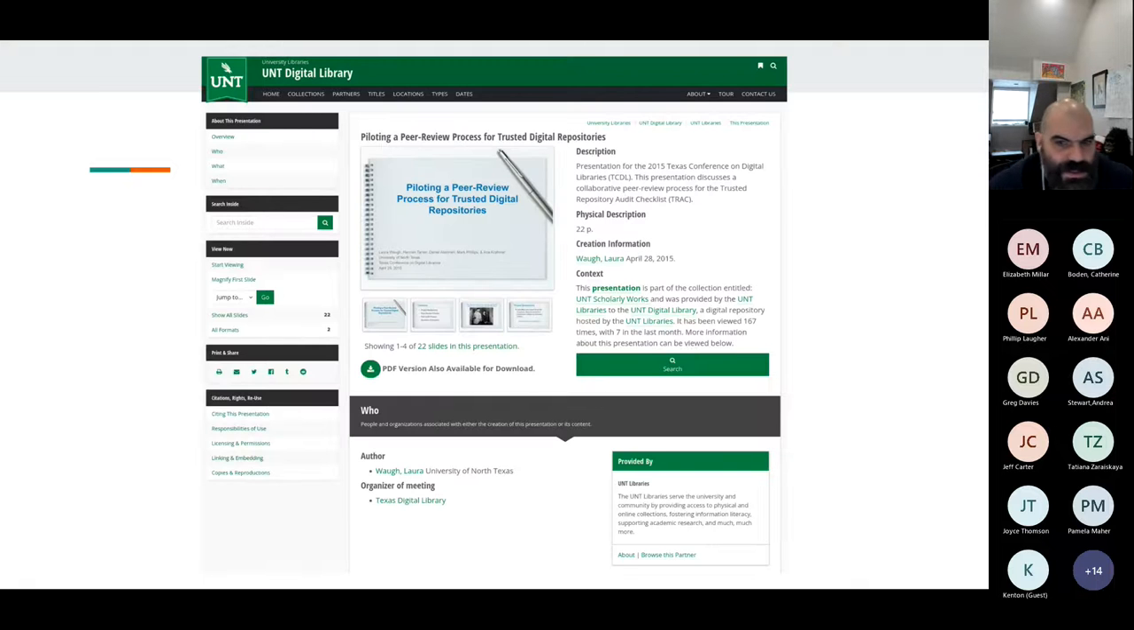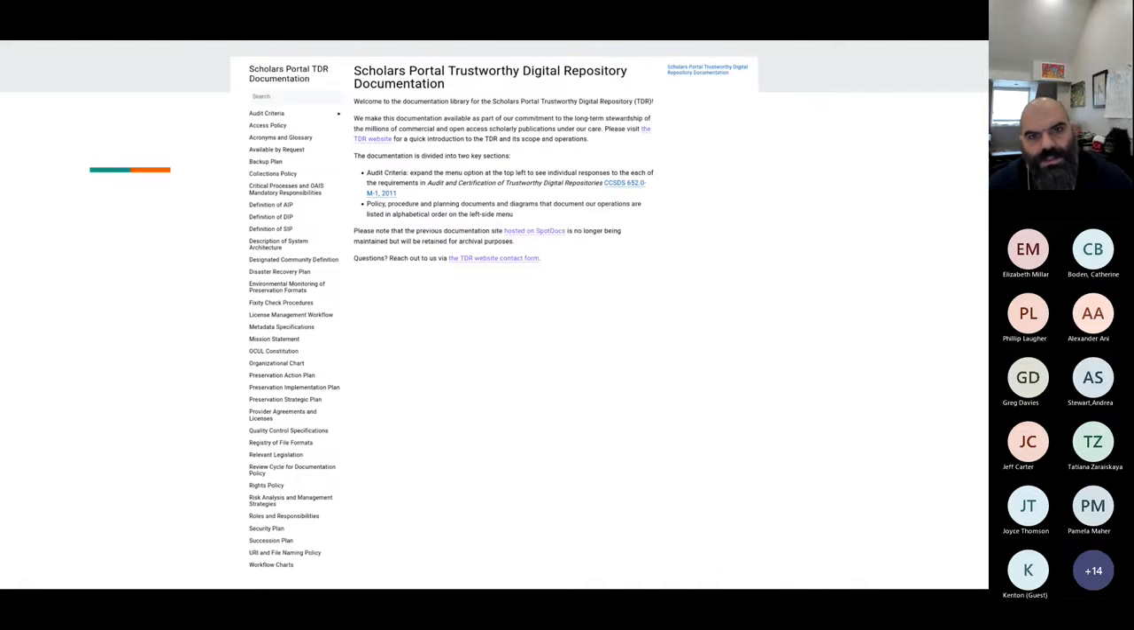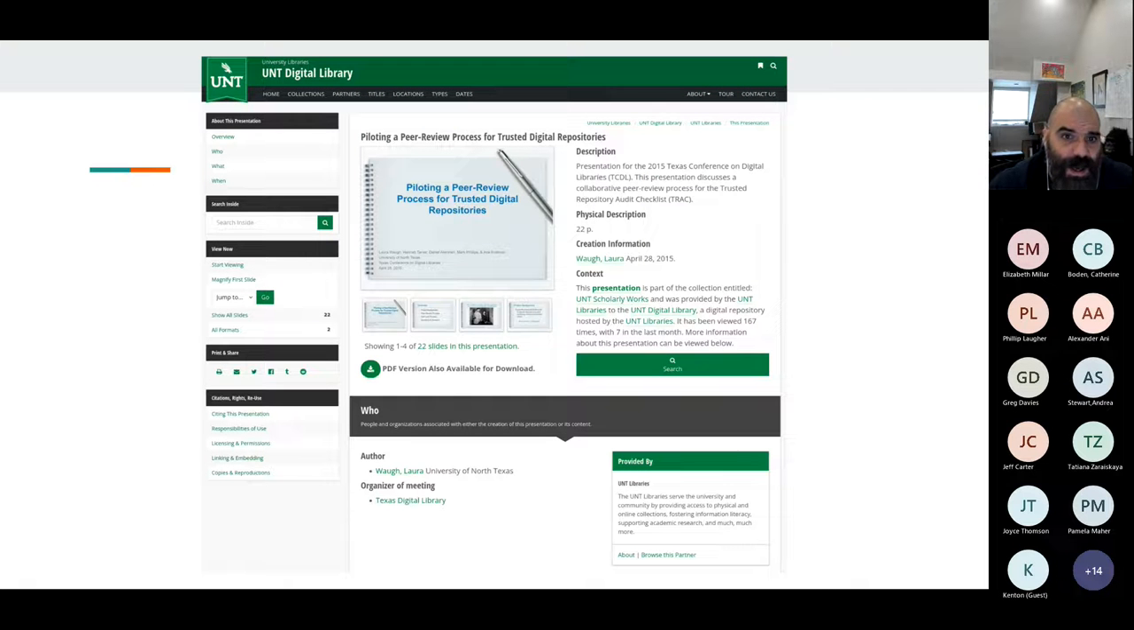And then we also looked at some other peer institutions. The one thing to mention about the Scholars Portal process is that this was the gold standard, where you pay to have this whole audit process done. It's incredibly expensive, and York really didn't have the money to do that. So what are some other options that you can look at?